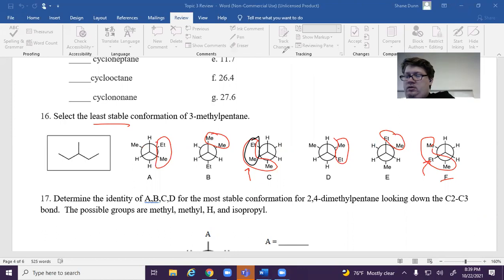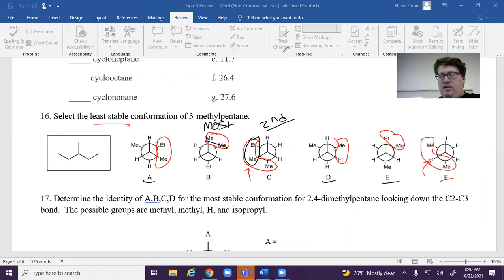Which one's the most stable? Nope, B is most stable. It's only two methyls interacting. And A, D, and E are all the same energy. Yeah, look at them. It's all the same energy. Yep, C is the second most unstable. That makes sense, guys? Cool.